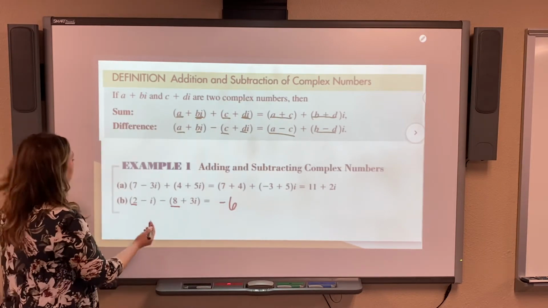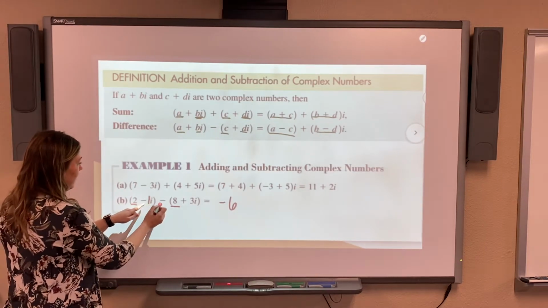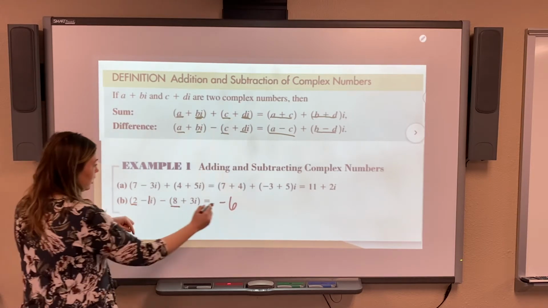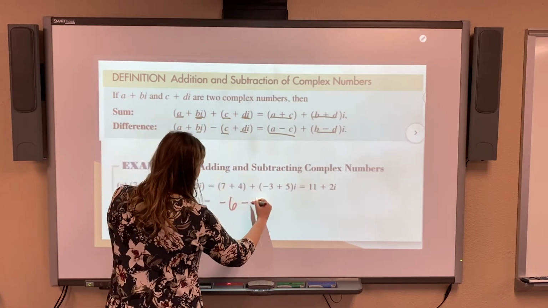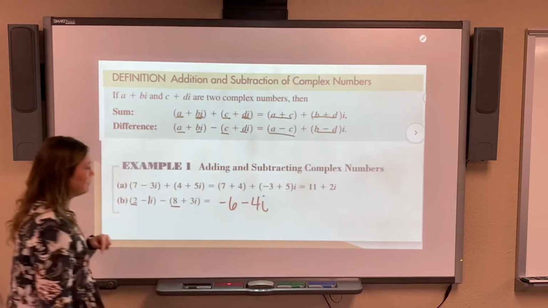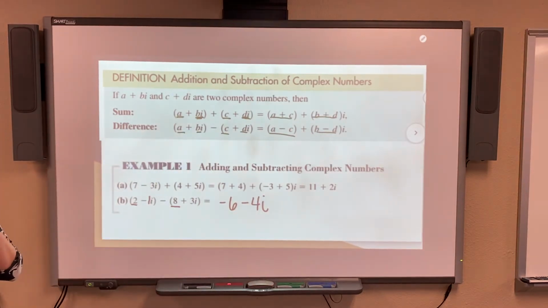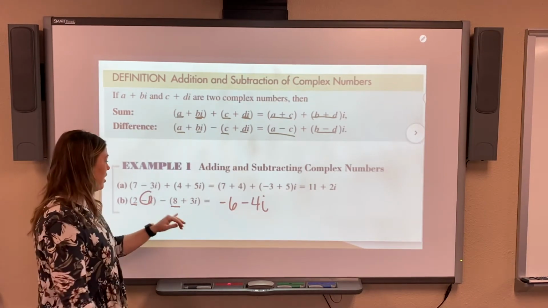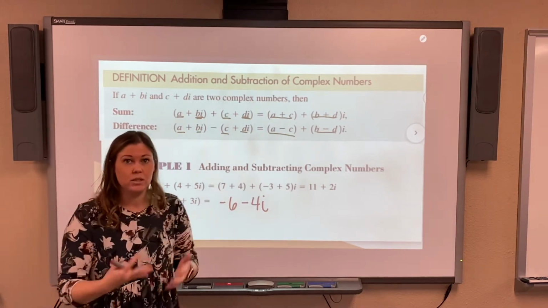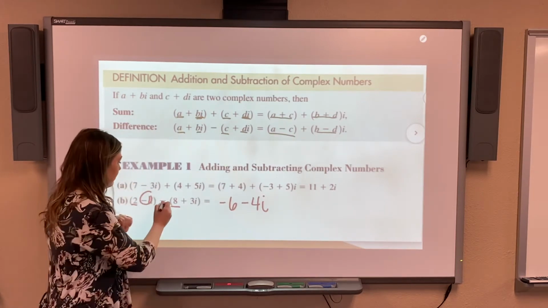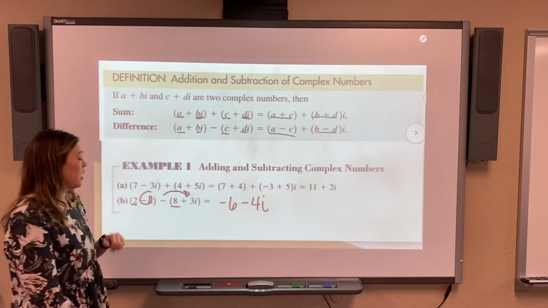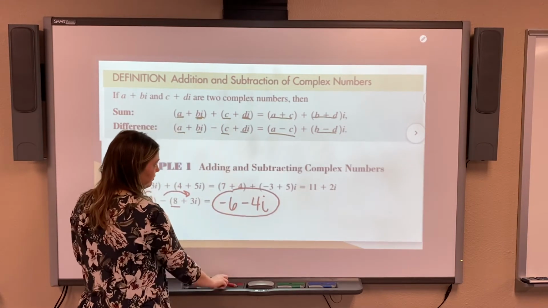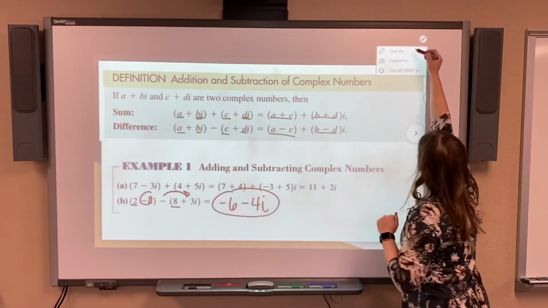Okay. And then our imaginaries, we have a negative 1 minus a 3. So negative 1 minus 3. So keep change would be a minus 4 and then i. Okay. And so all you do, negative 1 minus 3, you have to watch that because a lot of people be like, oh, okay, well, that's 2. Well, no, because you have to distribute that negative here to that negative 3. So this would be your answer, negative 6 minus 4i. Okay? So that is addition and subtraction.